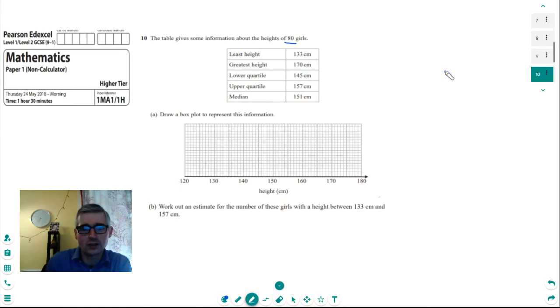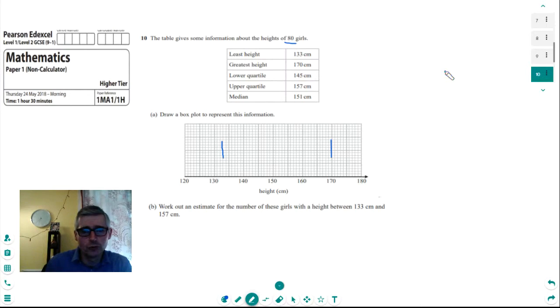It says that the least height is 133, and the way we represent that is we go to this scale, so we can see there's 130, there's 140, and we can draw at 133 a vertical line like that. So that represents the least, and then the greatest height, we do a similar thing on the other end. So at 170 we've got another straight line. There we go.